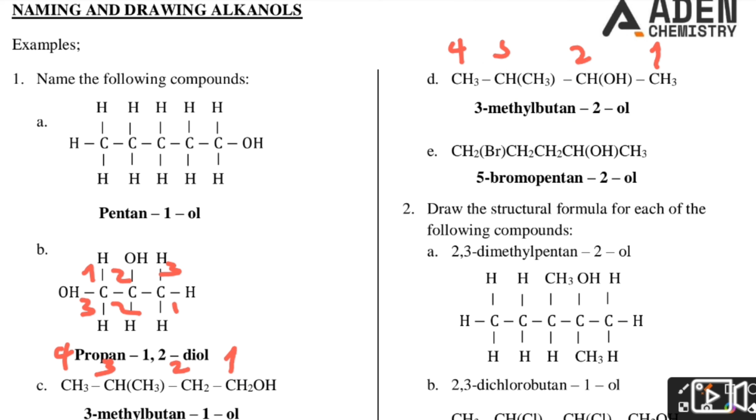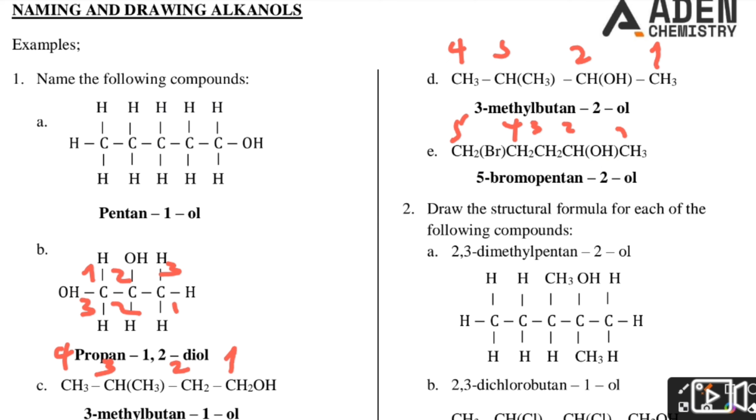Then part E. Part E here, we have the longest chain to have 1, 2, 3, 4, 5 carbon atoms. So we have to say pentan. So next, which carbon is attached to the functional group? So I have to write from 1, 2, 3, 4, 5, because the functional group is here. So that means this is where it is near. So it's placed in carbon number 2. Carbon number 2 is there. So we have to say 2-ol.